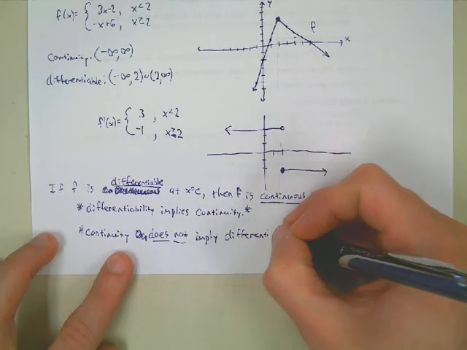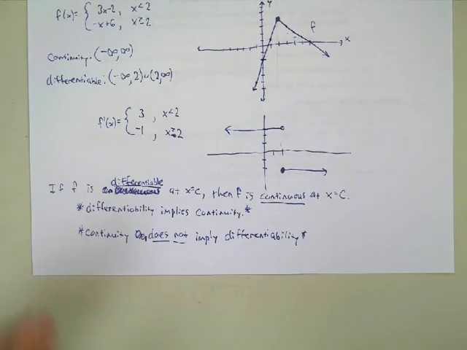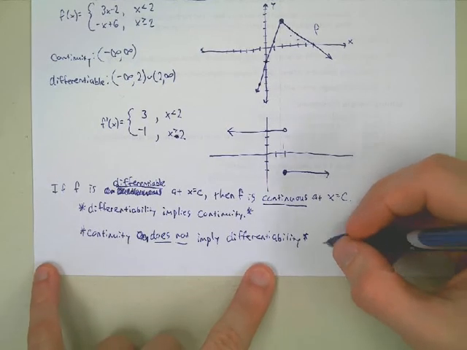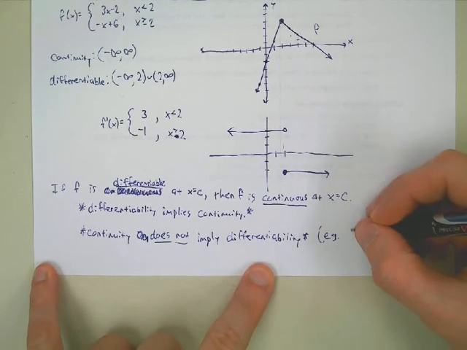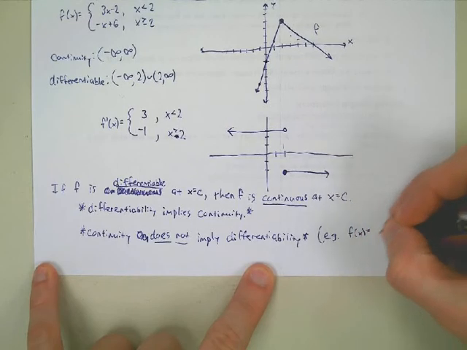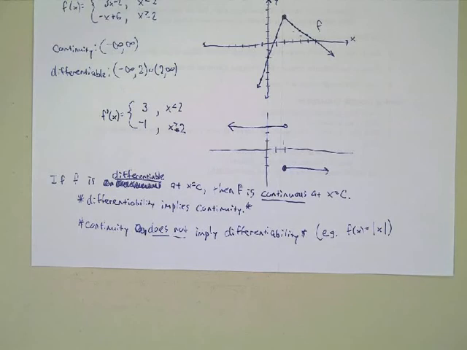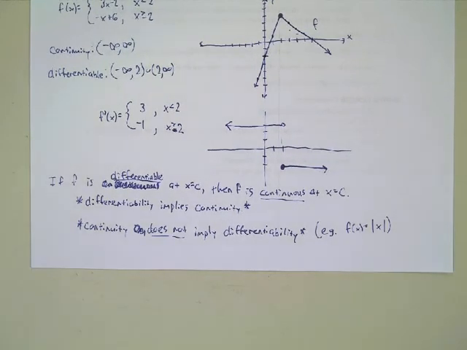What's a classic example that we saw? Absolute value of x, or the piecewise function as well. For example, f of x equals the absolute value of x. Absolute value of x is continuous everywhere, but it is not differentiable everywhere. So just because something is continuous does not necessarily mean it's differentiable. Keep that in mind.